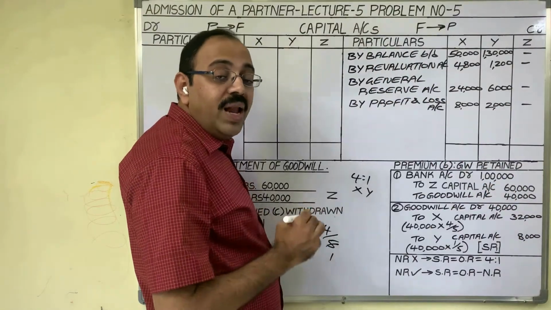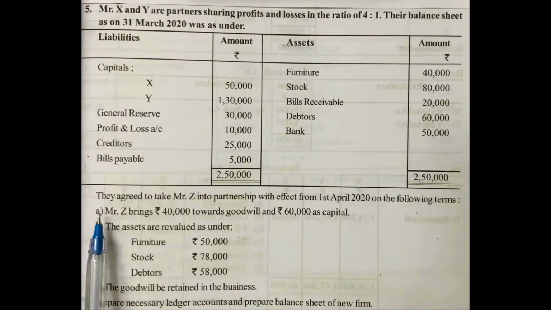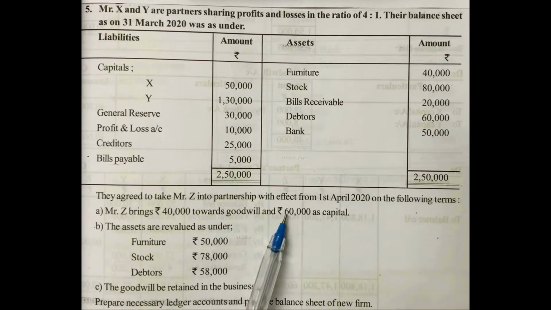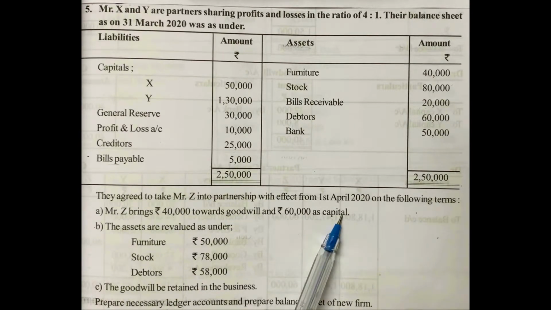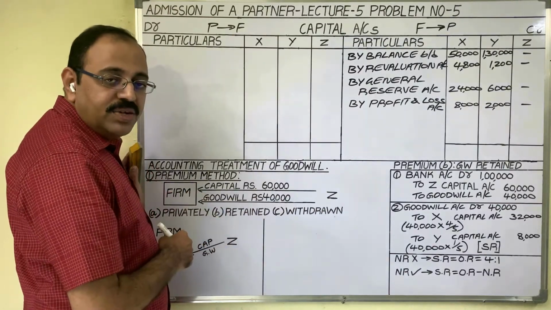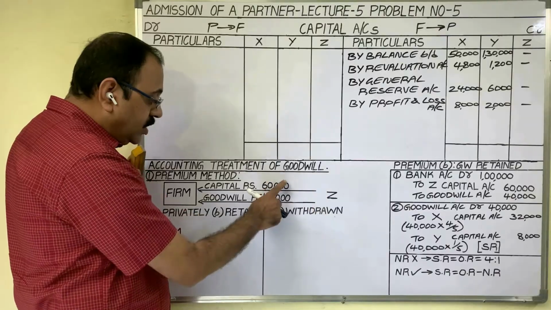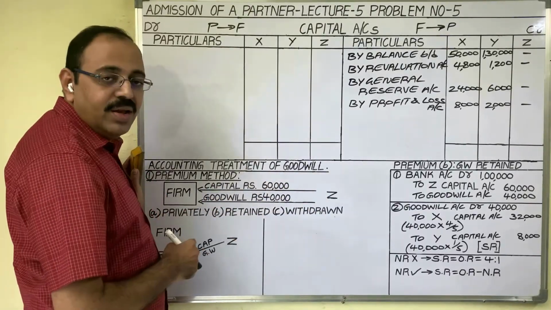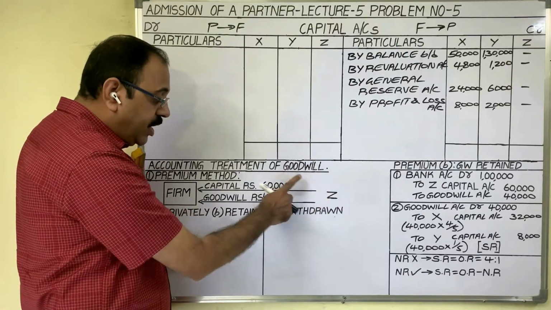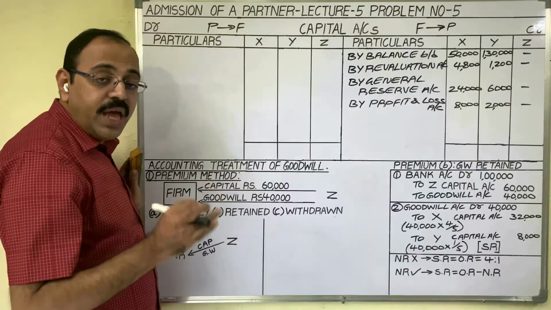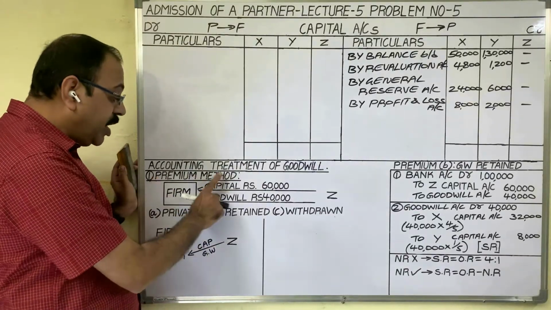Next come to goodwill and capital adjustment. B bit. Mr. Z brings 40,000 rupees towards goodwill and 60,000 rupees as capital. C bit. The goodwill should be retained in the business. When Z is admitted into the partnership firm, he is bringing 60,000 rupees capital and 40,000 rupees goodwill. When a new partner is bringing capital and goodwill both, then goodwill should be adjusted as per premium method.